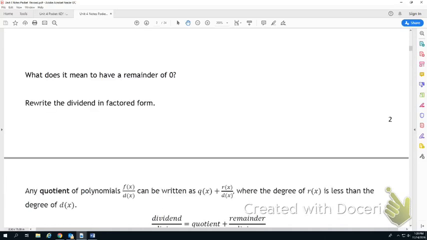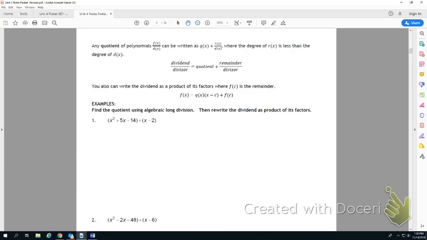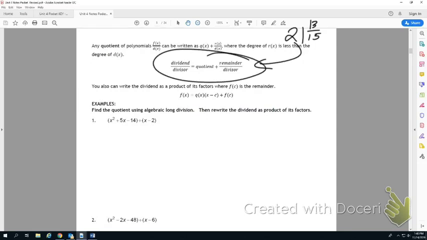Up here it says the quotient of a polynomial f of x divided by d of x can be written as the quotient plus the remainder over the divisor, where the degree of the remainder is less than the degree of the divisor. All that is saying is what we talked about earlier in the warm-up: the quotient was 21, our remainder was 13 and our divisor was 15. Then there's a little diagram that breaks it down: quotient plus remainder over our divisor, not dividend, sorry. And what I have circled is probably easier than the definition above it.